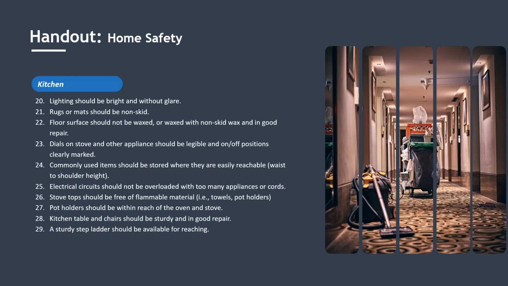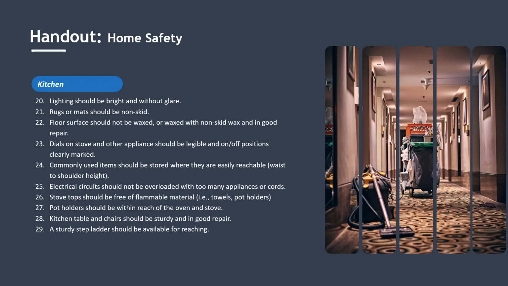Commonly used items should be stored where they are easily reachable, at waist to shoulder height. Electrical circuits should not be overloaded with too many appliances or cords. Stovetops should be free of flammable material, such as towels and potholders. However, potholders should be within reach of the oven and stove.